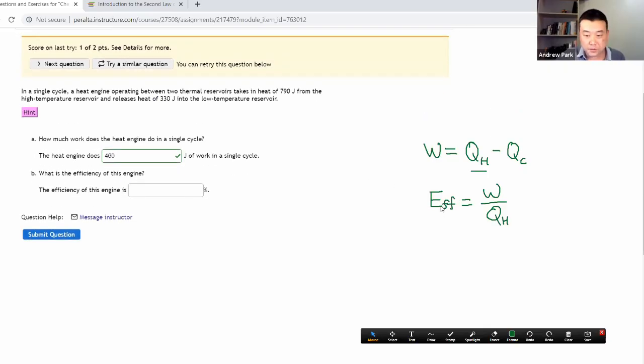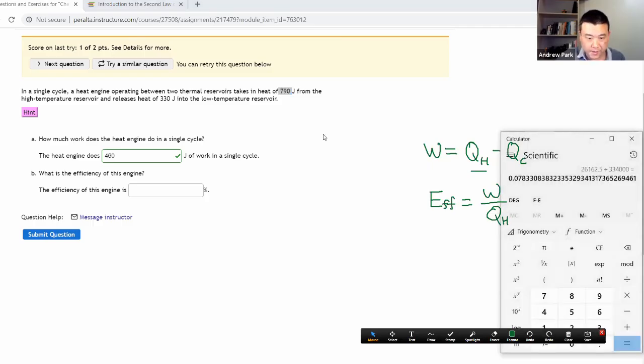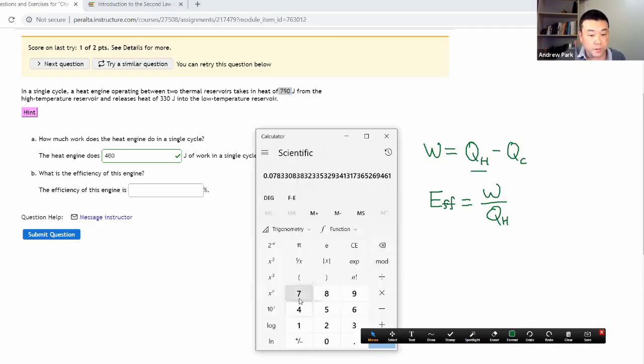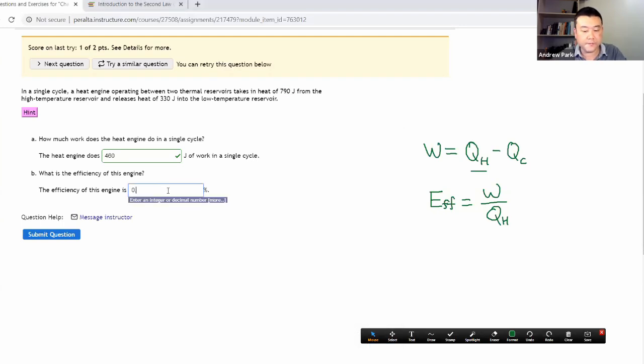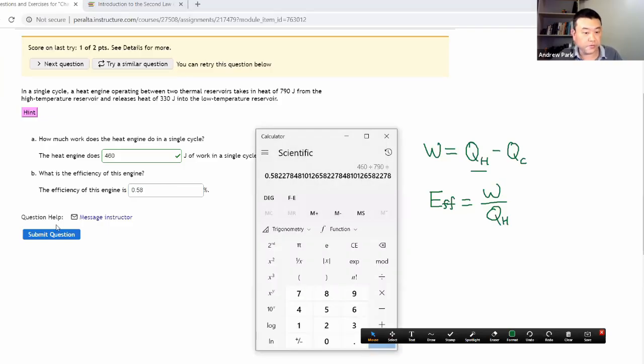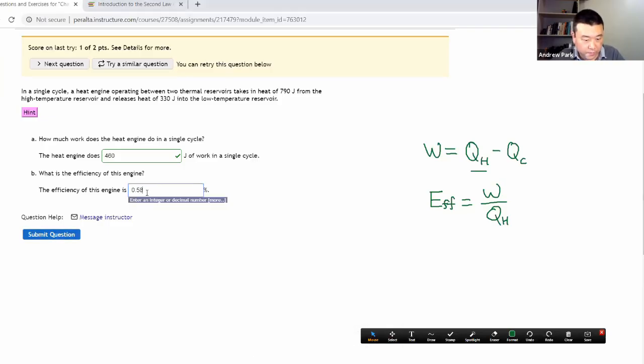Okay, and let me just use the definition of efficiency here. I already have the work done, so I just need to divide it by the amount of heat input. So I'll just do that in my calculator. 460 divided by the heat input, 790. And now if I just put in this number, it'll say it's wrong. If I put in 0.58, it'll say it's wrong. And there's a reason, or 583.